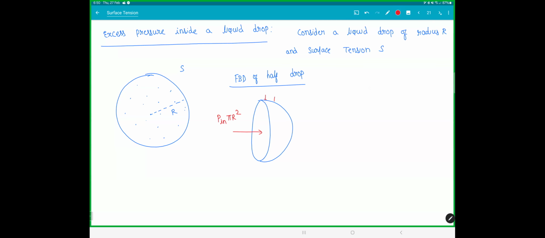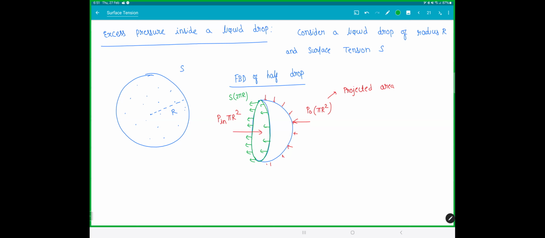And from outside, the atmosphere is pushing you in all directions like this. We can use projected area. This will be P naught into pi r square. And if you look at the surface tension, where will the surface tension act? It will act on this surface here, on the circumference, which is S into length, which is 2 pi r.